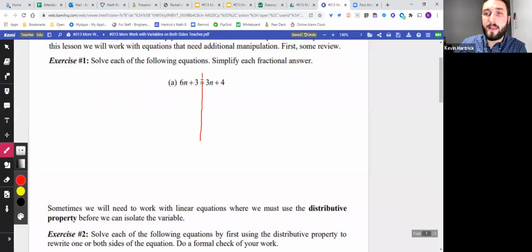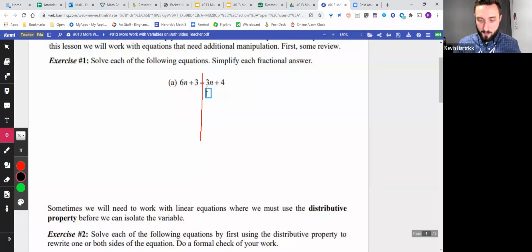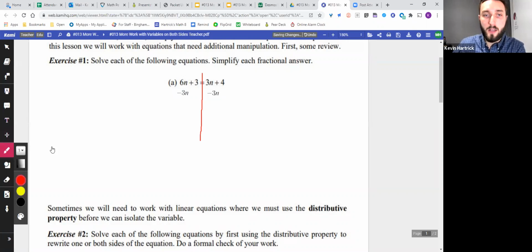So what I mean by that is I have my 3n and my 6n. The 3n is obviously smaller. So in order to get rid of it, I'm going to subtract 3n. If this was a negative 3n, I would have added 3n. But in this case, since it's positive, I'm going to subtract it. Notice how I lined up my minus 3n under my 6n, because this is where my subtraction is happening.